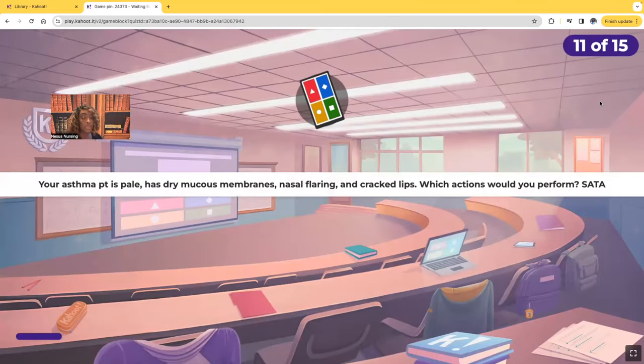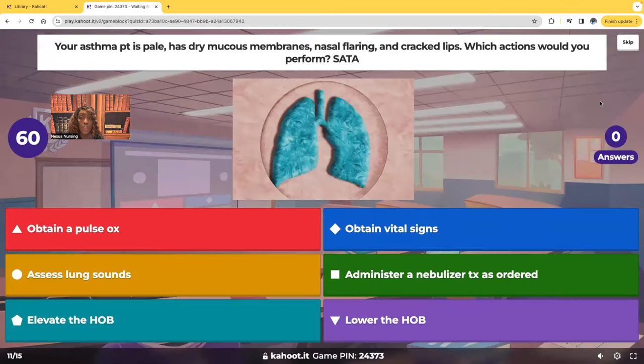Select all that apply. Your asthma patient is pale. They have dry mucous membranes, nasal flaring, cracked lips. Which actions would you perform? Select all that apply. Would you obtain a pulse ox, obtain vital signs, assess lung sounds, administer a nebulizer treatment as ordered, elevate the head of the bed, lower the head of the bed?